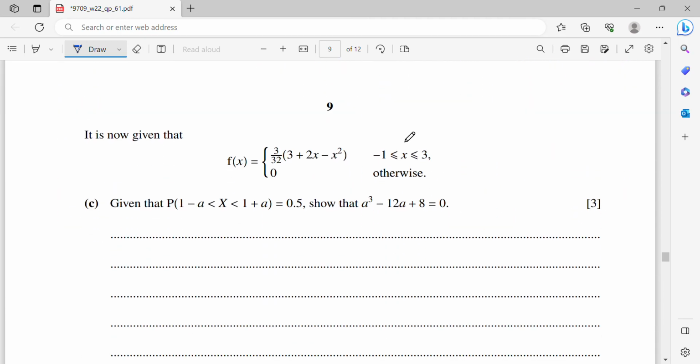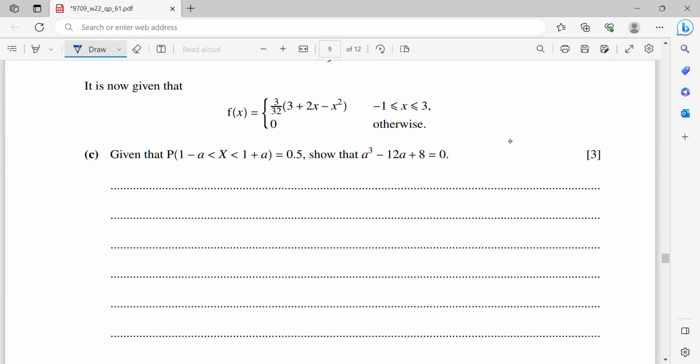Alright, so now part C. It's now given that f(x) equals 3 over 32 times (3 plus 2x minus x squared), where x is defined from minus 1 to 3, and f(x) equals 0 otherwise, for other x values. Given that the probability of x between 1 minus a and 1 plus a is 0.5, show that a cubed minus 12a plus 8 equals 0.